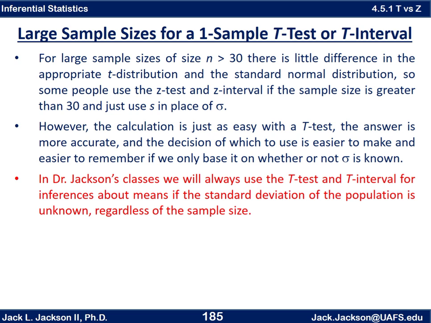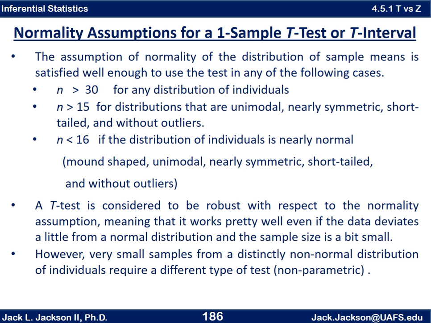And the decision of which one to use, t or z, is easier to make and easier to remember if we only base it on whether or not sigma is known. So in my classes, we will always use the t-test and t-interval for inferences about means, regardless of the sample size, if the standard deviation of the population is unknown. If the standard deviation of the population is known, then we'll use the z-test or z-interval as appropriate.